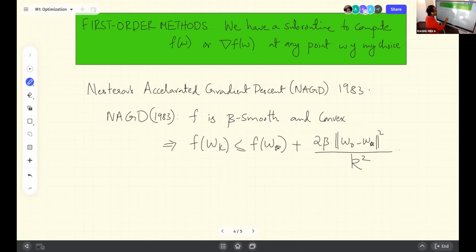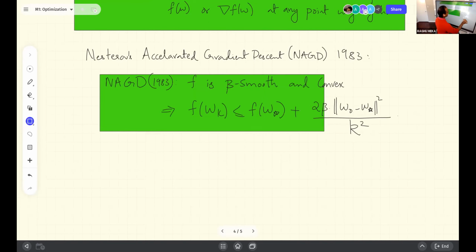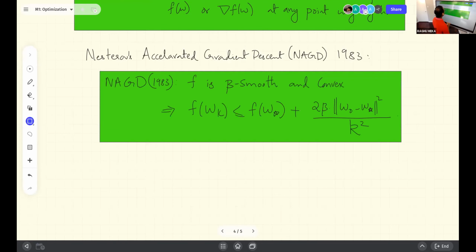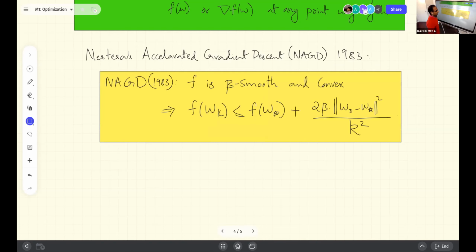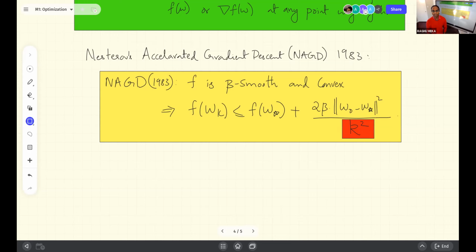So it gets the guarantee of k squared instead of k. You're getting a quadratic improvement on what plain vanilla gradient descent gets you. Let me emphasize that even more here. Okay, so this k squared boost is why it's called acceleration.